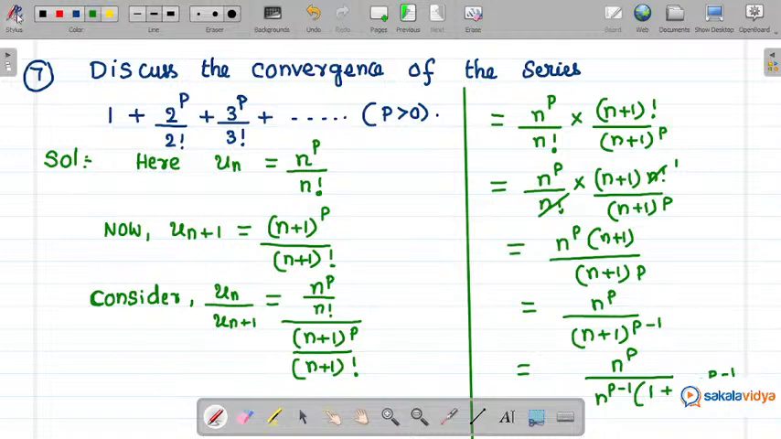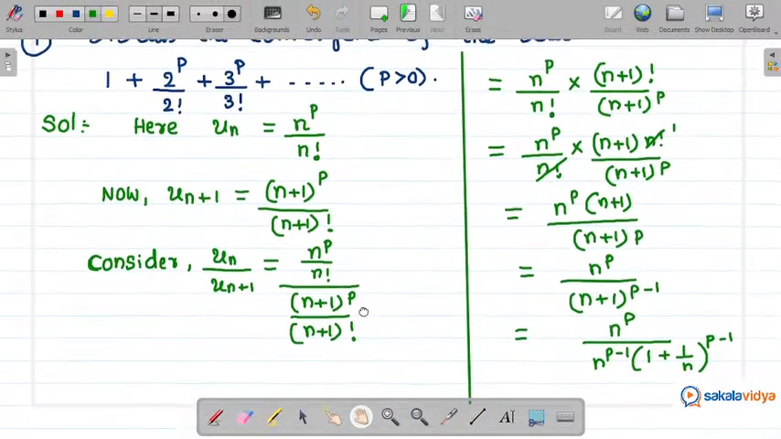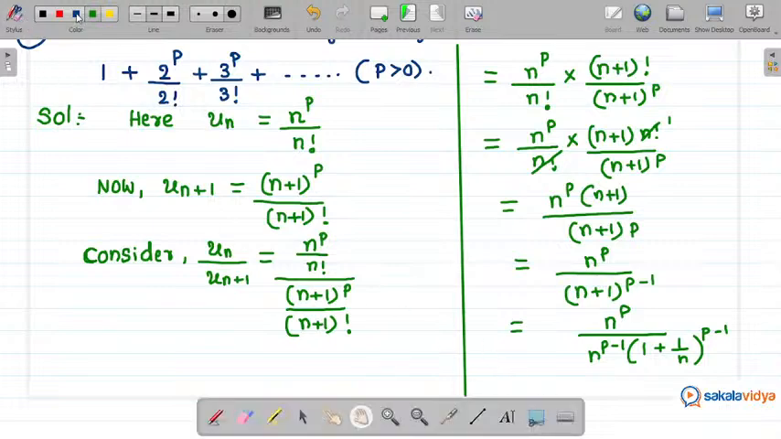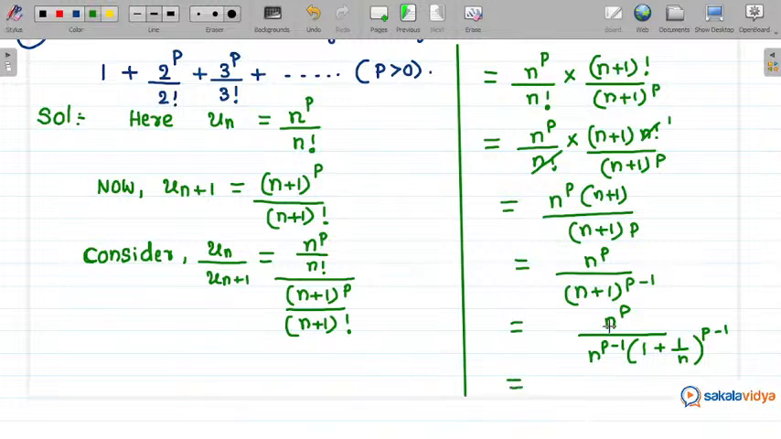So, that means we are going to write this is equal to, you can write like this. So, now write this is equal to n to the power of p by n to the power of p minus 1, which is n upon 1 plus 1 by n whole to the power of p minus 1. It is the simplified form of un by un plus 1. That means un by un plus 1 is simplified as n divided by 1 plus 1 by n whole to the power of p minus 1.